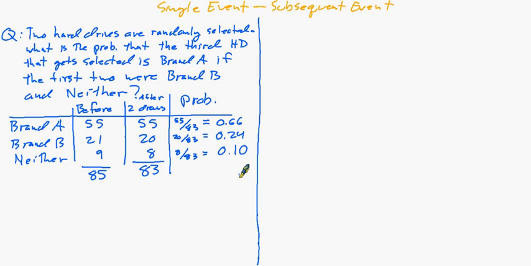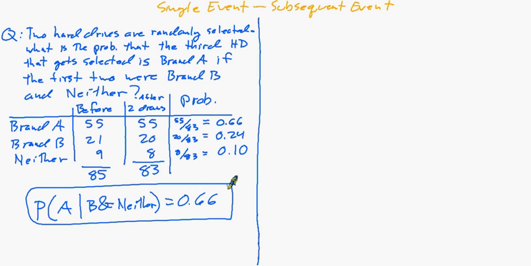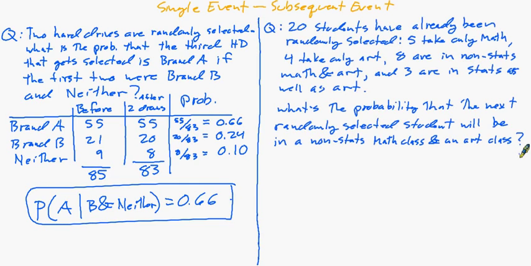Now, to write this out in probability notation, the probability of A given B and neither, right, two of previous events, the probability is 66%, and this is brand A, changed a little bit, not a whole lot. It was 65%, I believe, but it did change.